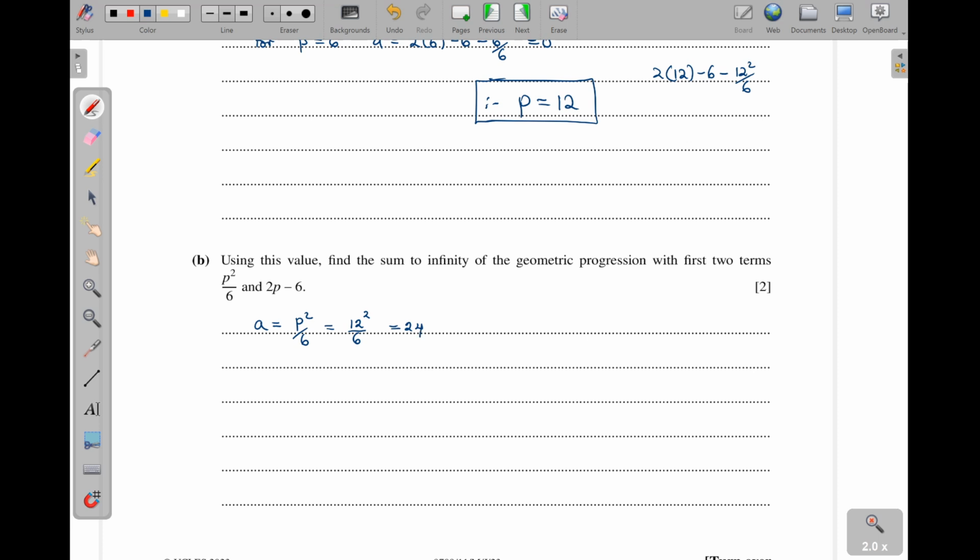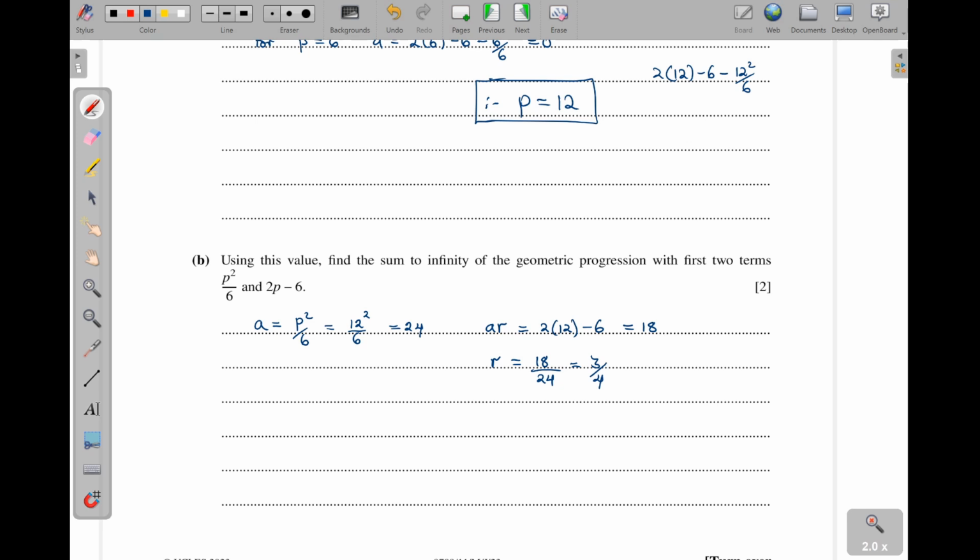Then r, the common ratio, is going to be equal to... actually, let's find the second term, the ar. ar is going to be 2p, then minus the 6. 2 times 12 is 24, minus 6 will give us 18. That means the common ratio is going to be the second term divided by the first term, so divide by the 24. Of course, by 6, you'll get a 3, then by 6, you'll get a 4.